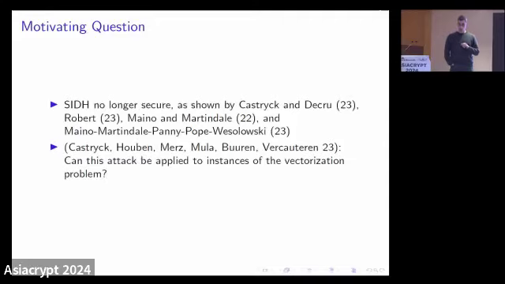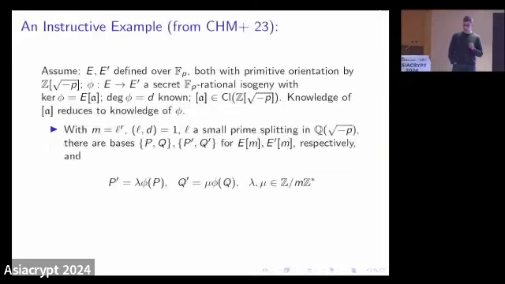A recent paper from 2023 by Castryck, Houben, Merz, Mula, Buuren, and Vercauteren, which I will henceforth refer to as CHM+, wonders whether or not we can bridge the seeming gap between the SIDH attack and instances of the vectorization problem. So I want to start with an instructive example that will motivate some of what's been done thus far and some of what we did in our paper.